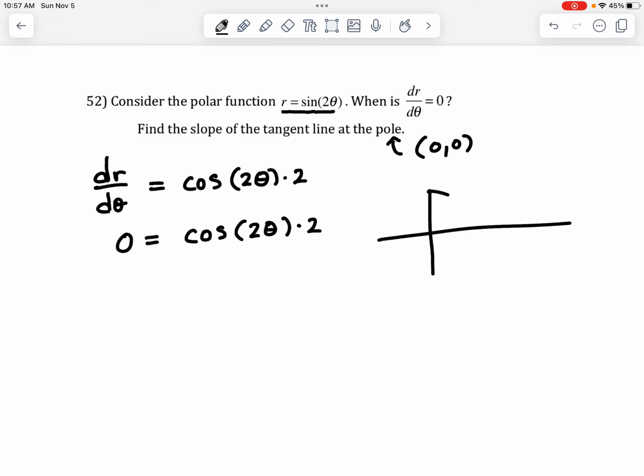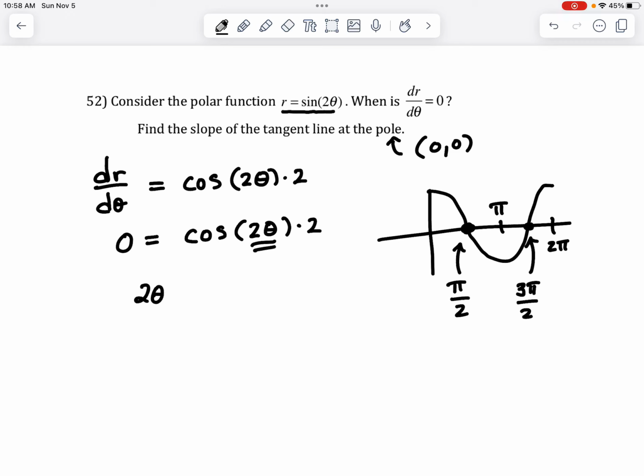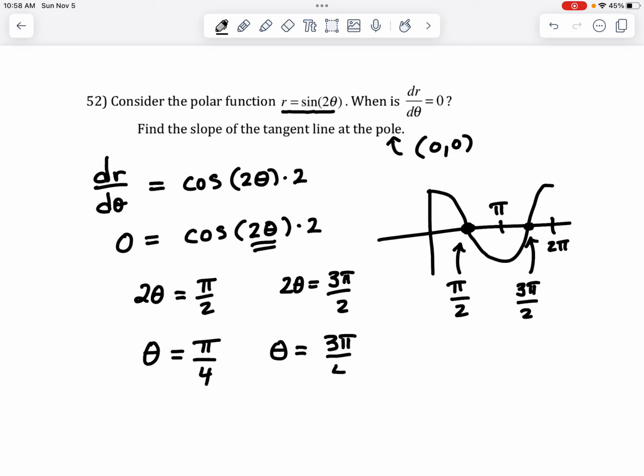And the regular cosine function looks like this. This would be 2 pi, in the middle would be pi. So deja vu all over again. That means that at pi over 2, cosine equals 0. And also at 3 pi over 2. But then keep in mind that this has 2 theta, so we would then have to say 2 theta equals pi over 2, 2 theta equals 3 pi over 2. And then when you divide by 2, that means it's going to be pi over 4, and the other value would be 3 pi over 4.